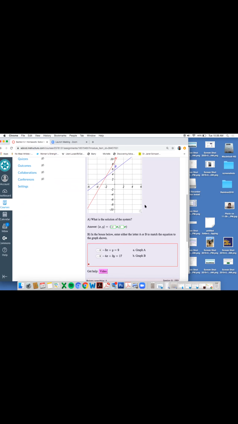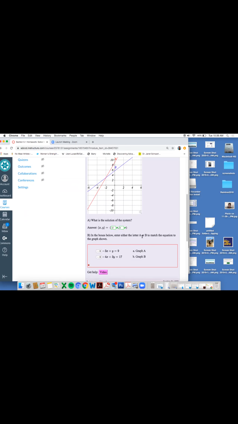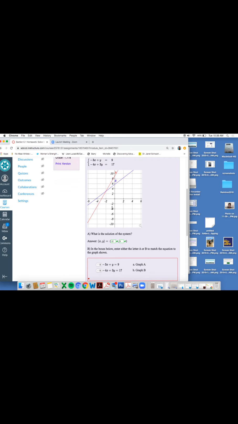I can check that without completing the full problem. Because it's unlimited attempts, I can keep going. Okay, so yeah, this is correct. There's a second part to this problem that says, in the boxes below, enter either the letter A or B to match the equations of the graph shown. So basically it's asking which is the equation for A and which is the equation for B, right?